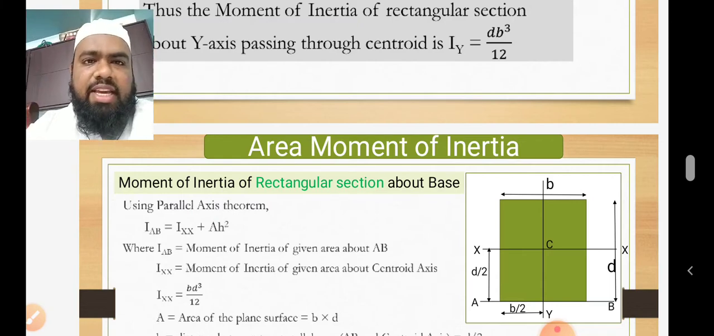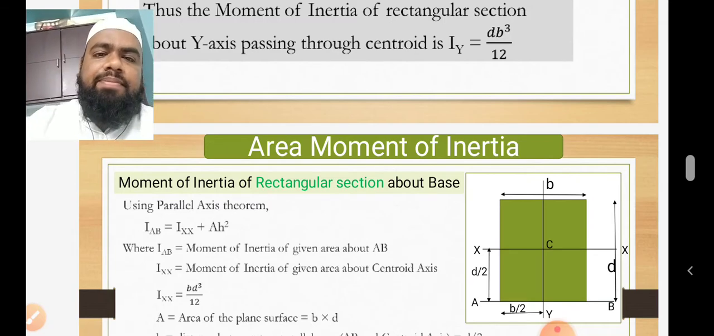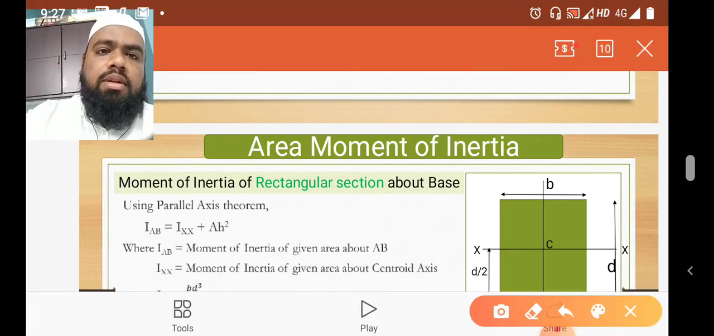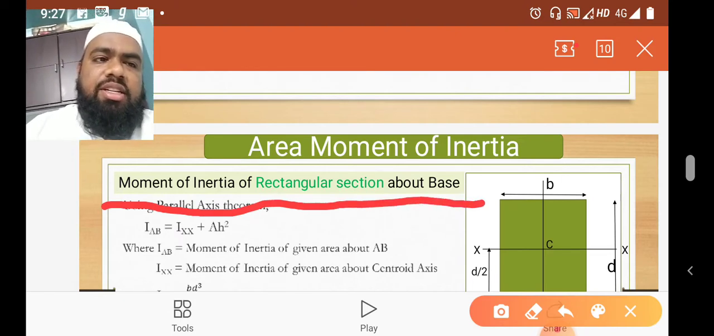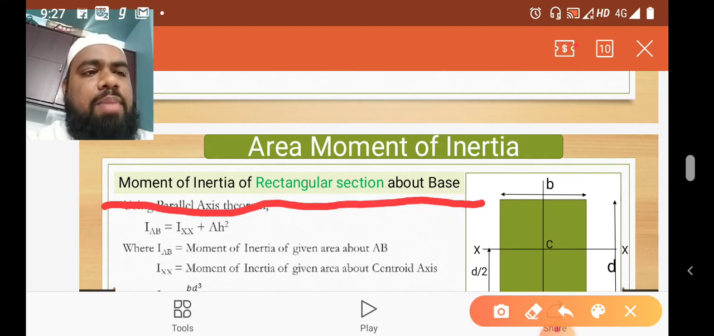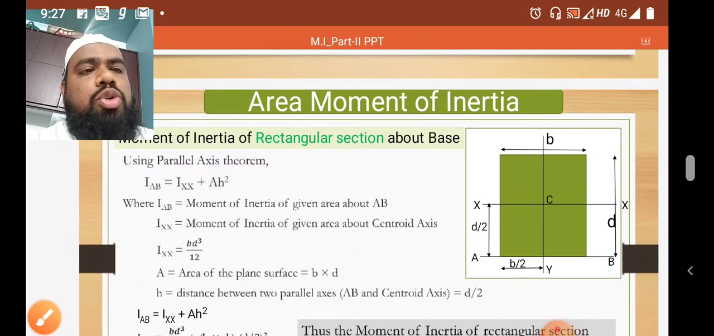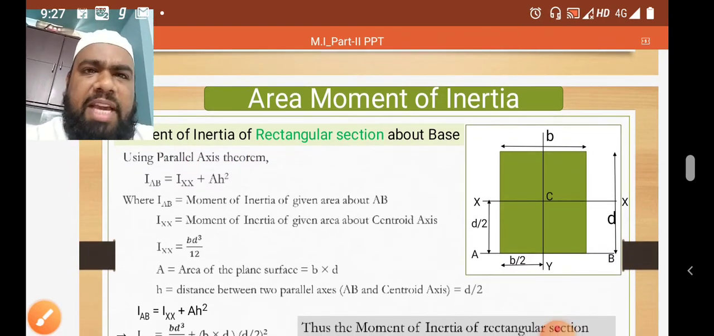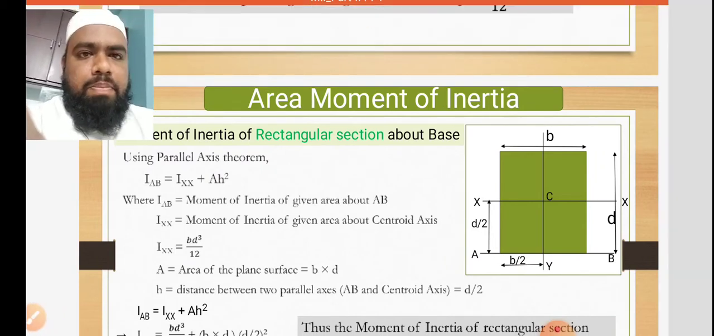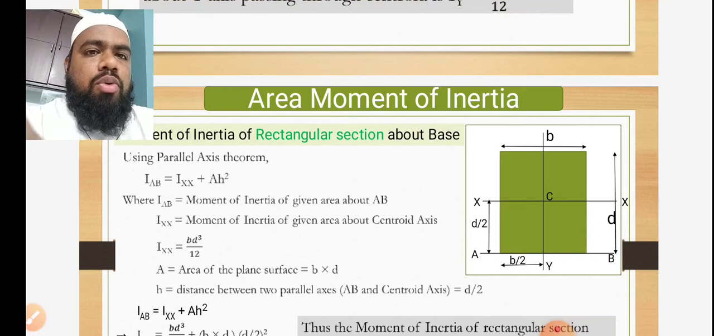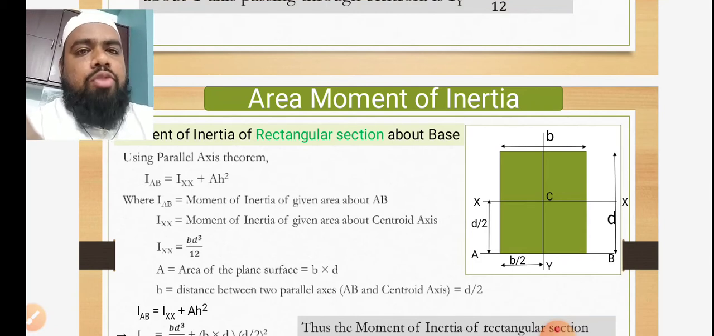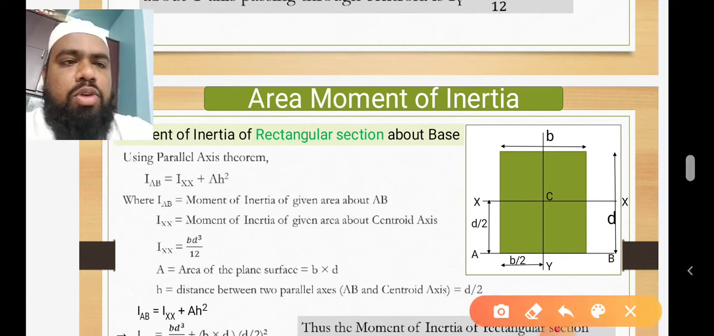Now in this case, if you see the heading, moment of inertia of rectangular section about base, clear. So what is base? Base means the bottom part. So now it is clear that we have to find the moment of inertia about its base, this is the base.